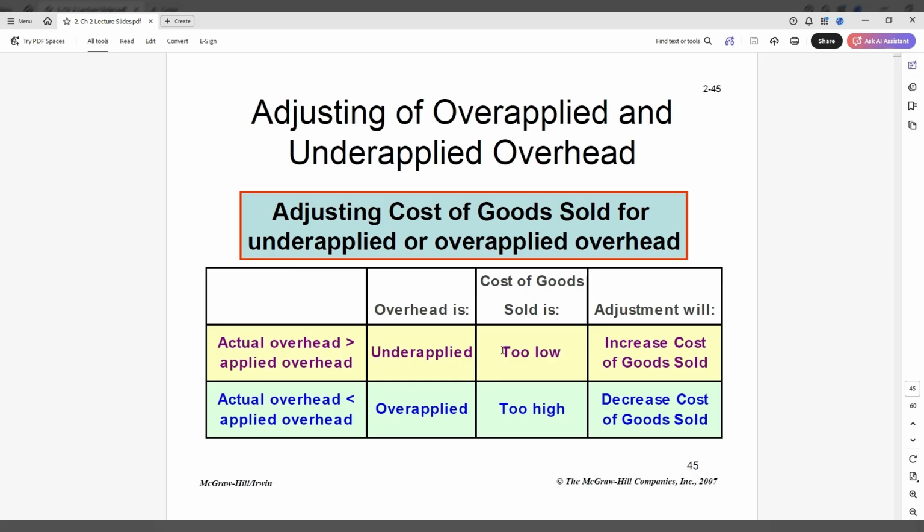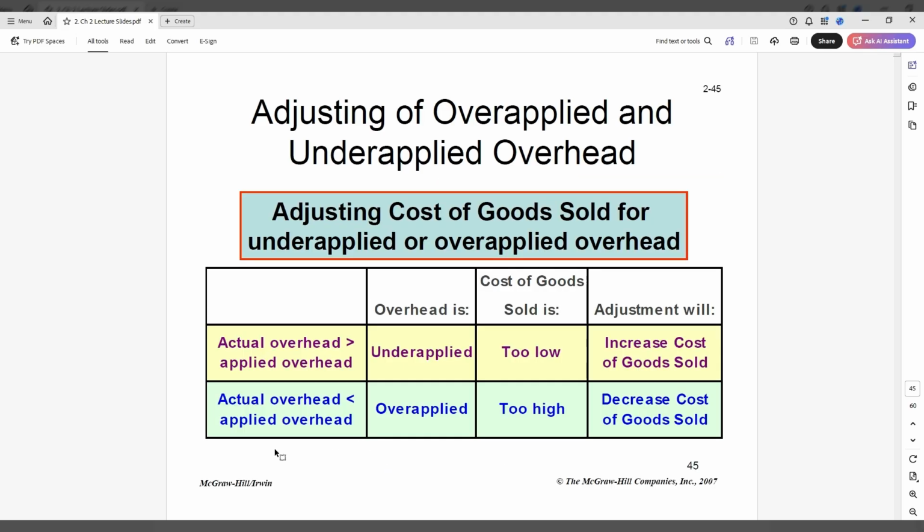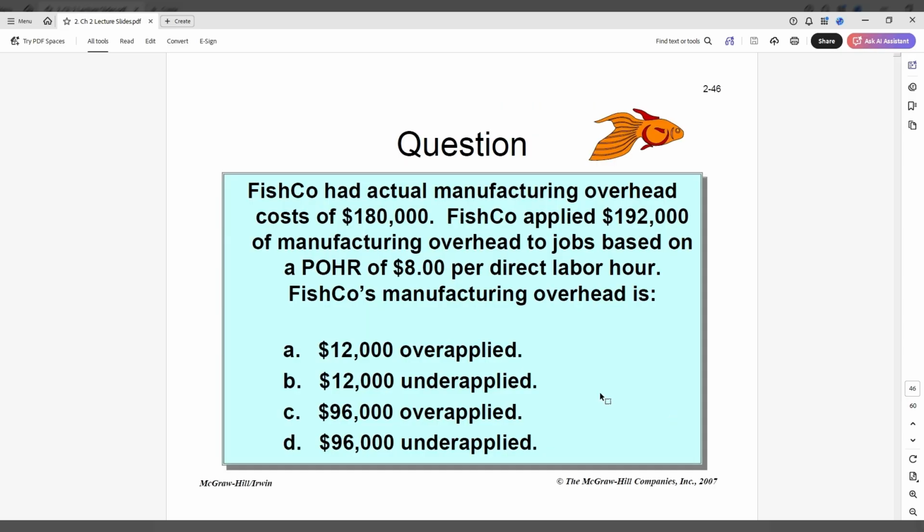If you're underapplied, cost of goods sold is too low, basically. And so at the end of the year, we just increase cost of goods sold to balance this out. If actual overhead was overapplied, that means cost of goods sold is too high, and we would decrease it. So this is all a little theoretical, and it'll make a lot more sense when we do some problems. So just keep this loosely in your mind about how this all works. Mostly at this point, if you just have some familiarity with these concepts, once we do the actual exercises and you put the pen to the paper, then you're going to connect the dots.